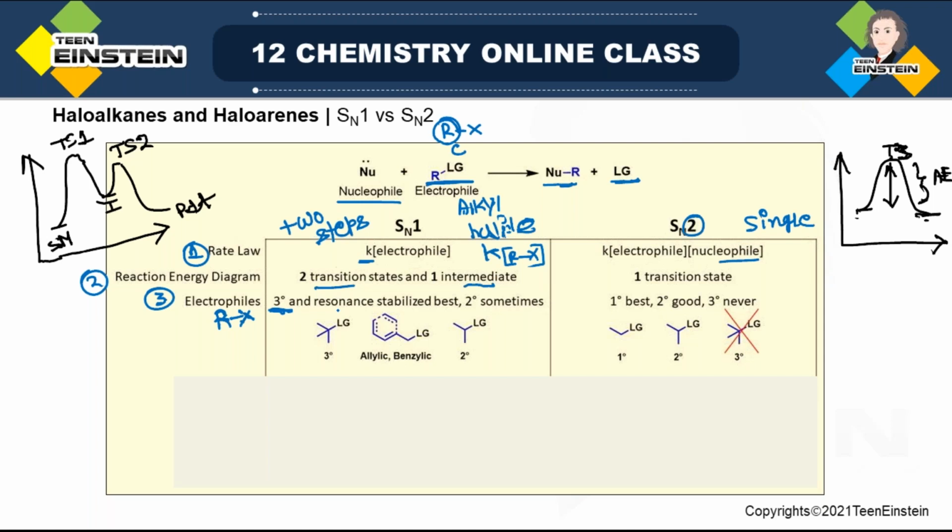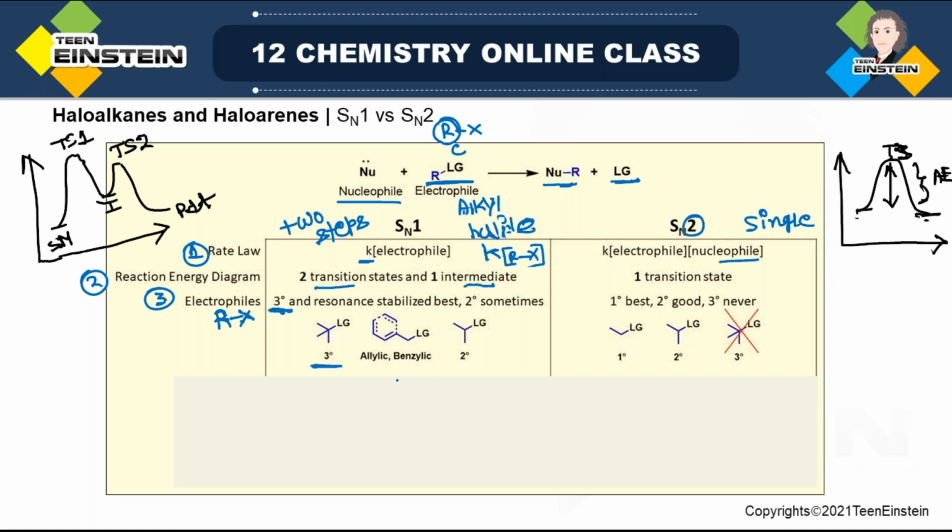So not only 3 degree, if you have any resonance stabilized carbocation, because ultimately the intermediate is a carbocation, and if there are any factors present that can increase the stability of the carbocation, obviously that will give you better results. So if it looks like this, that is a 3 degree alkyl halide, here the LG that is written, which is nothing but the halogen, is the short form of leaving group.